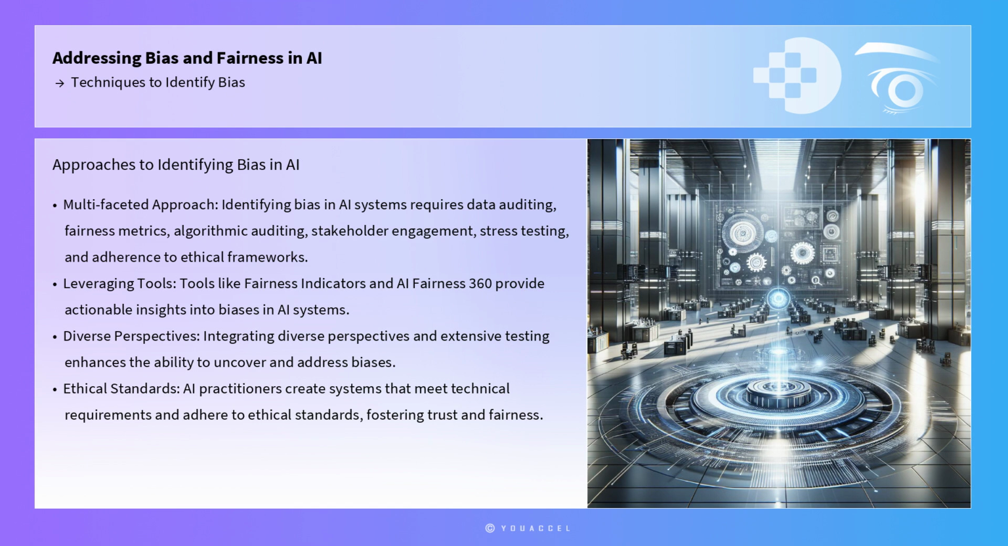In conclusion, identifying bias in AI systems requires a multifaceted approach that combines data auditing, fairness metrics, algorithmic auditing, stakeholder engagement, stress testing, and adherence to ethical frameworks. By leveraging tools like Fairness Indicators and AI Fairness 360, professionals can gain actionable insights into the biases present in their AI systems. The integration of diverse perspectives and extensive testing further enhances the ability to uncover and address biases, leading to more equitable outcomes.